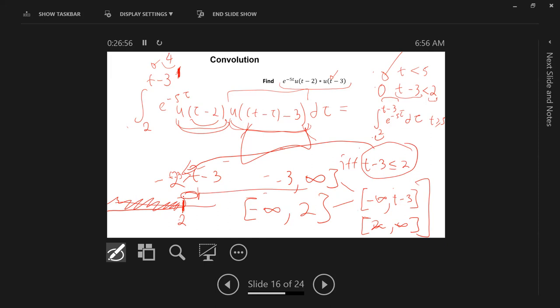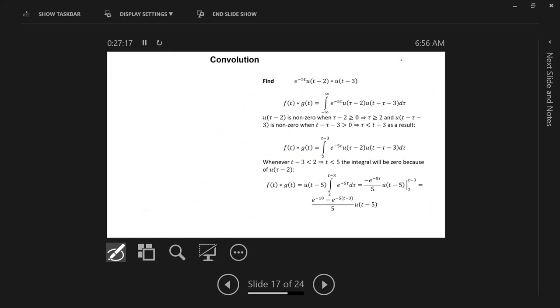So that's how we get this condition here, that t minus three is less than 2, the integral has to be 0, and then we basically do a little algebra to get that it's whenever t is less than 5. All right, so that's how you integrate this.